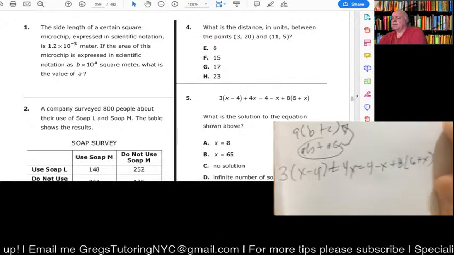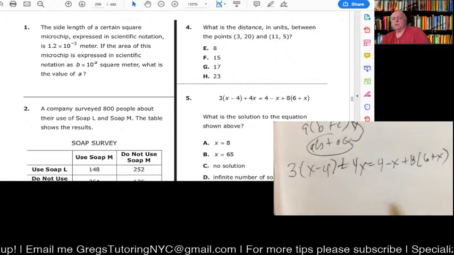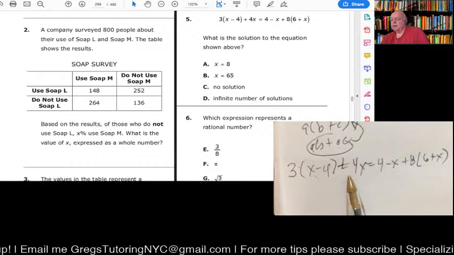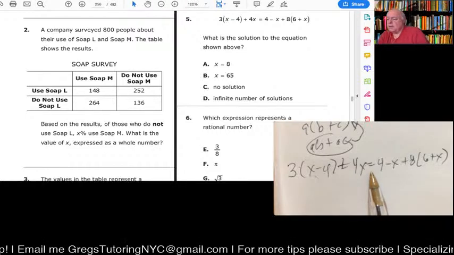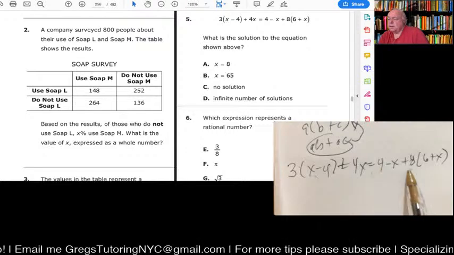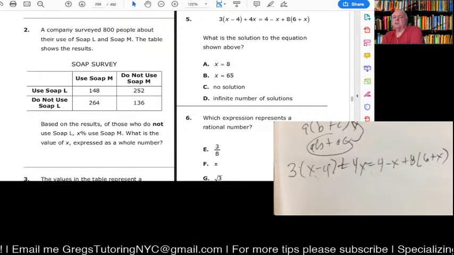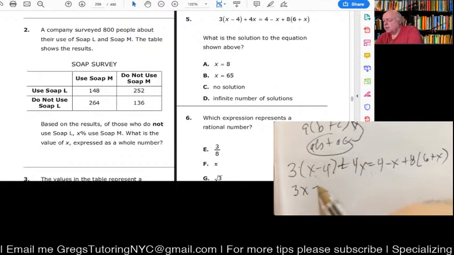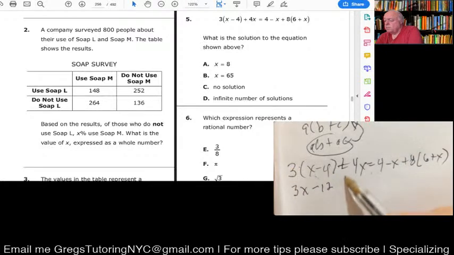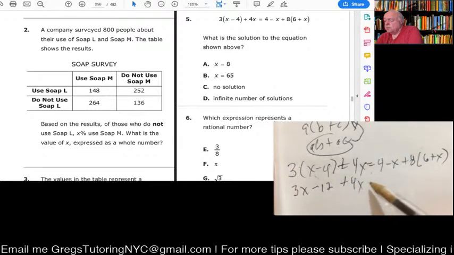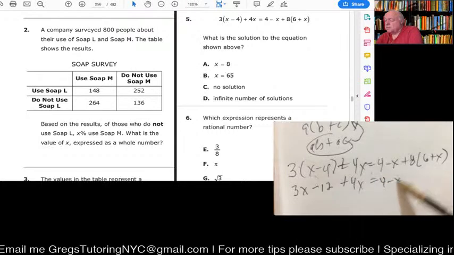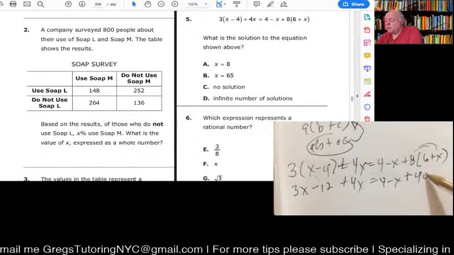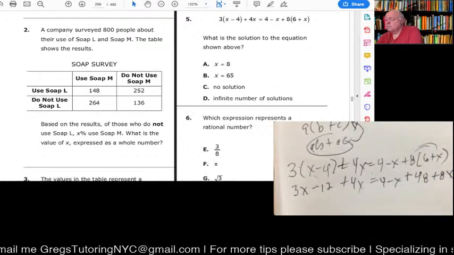So let me go back to here, because I went a few levels deep. Just let me make sure I copied this right. So 3 times x minus 4 plus 4x equals 4 minus x plus 8 times 6. So what is the solution of the equation shown above? So we're going to run out the distributive property. We get 3x minus 12, right, plus 4x equals 4 minus x plus, we have to run the distributive property again, 48 plus 8x. Okay?